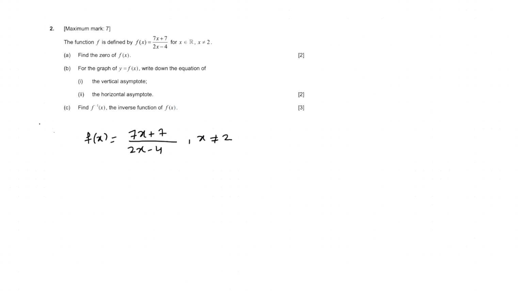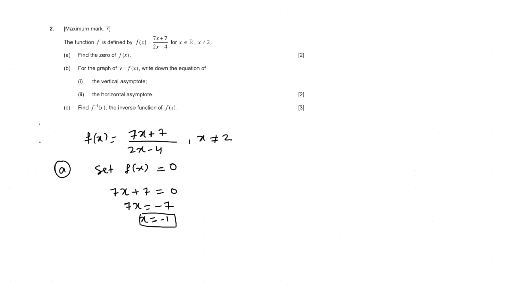Find the zeros of f(x). To find the zeros of f(x), set f(x) equal to 0. That means the numerator must be 0, because a fraction equals 0 only when the numerator is 0. So 7x + 7 = 0. When you solve this, it will give you 7x = -7 and x = -1. So x = -1 is the zero of the function.